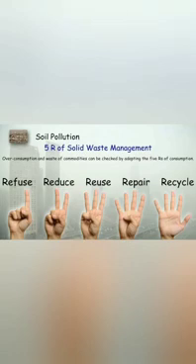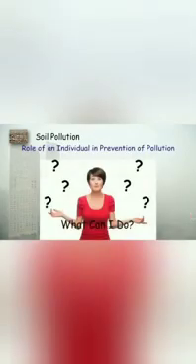First of all, we need to refuse the usage of non-biodegradable materials. Then if it is necessary, we must reduce the use. And if there is still some use, then we must go for reusing the same thing again and again. Once it is broken, we can go for repair, and when it is of no use, then we can go for recycling. So there are 5 Rs of solid waste management.